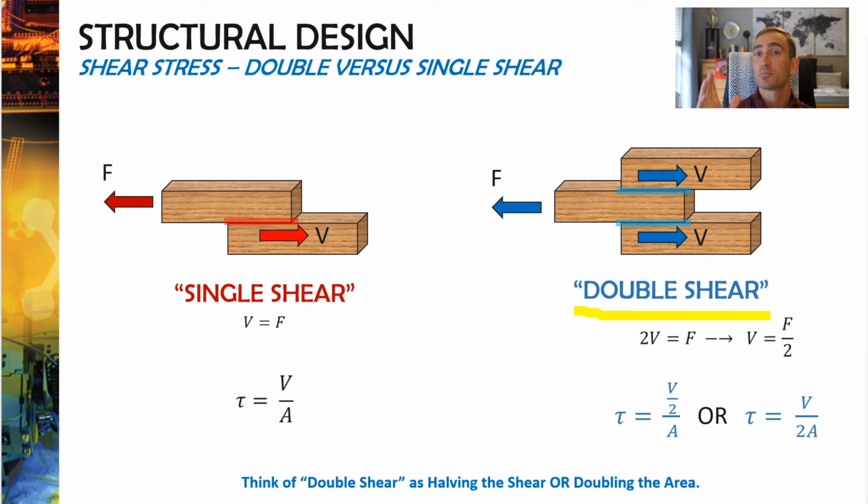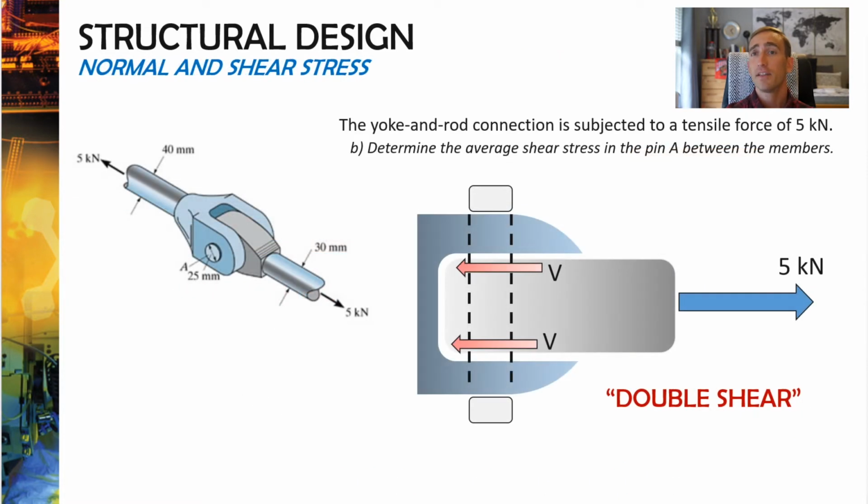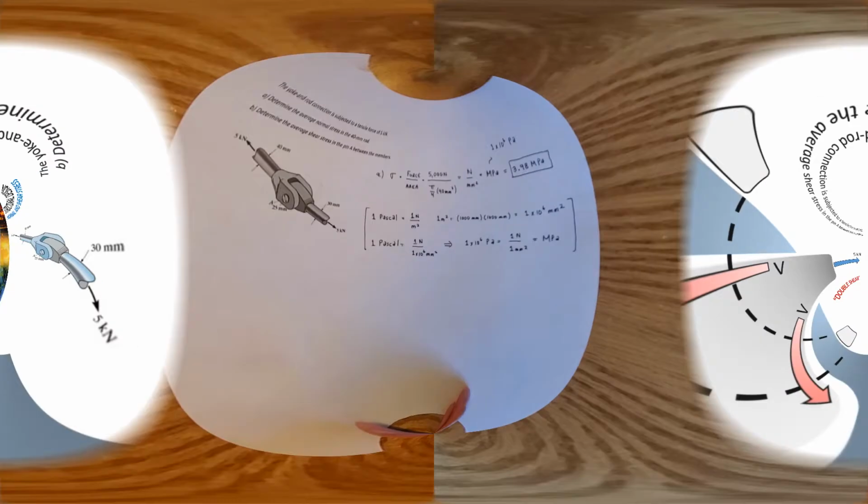And that goes back to explain why our structure is much stronger if we can put it in double shear than if we can put it in single shear, because the stress that will be developed inside the material will be half as much. Now that I've explained that concept a little bit more clearly, let's jump to a handwritten solution where I show you how to solve for the shear force inside of this pin.